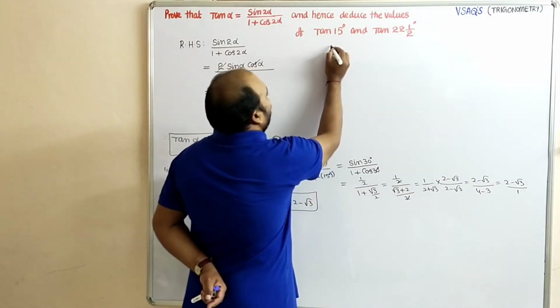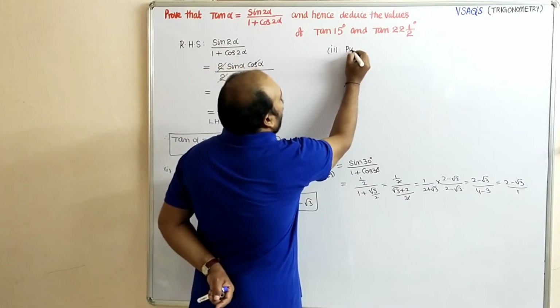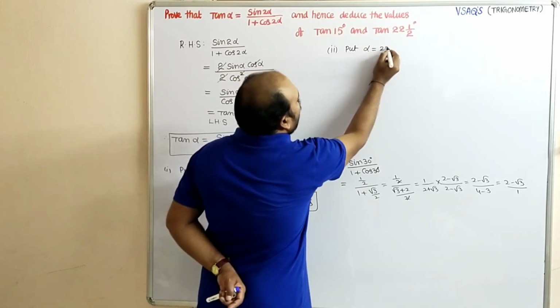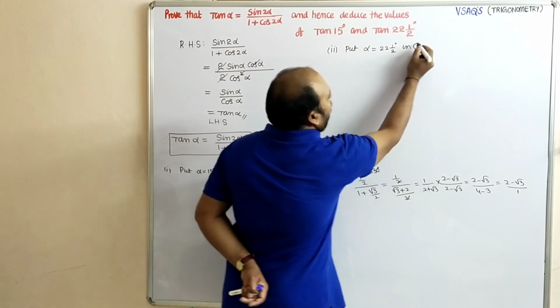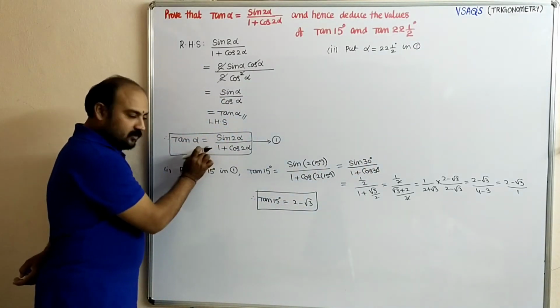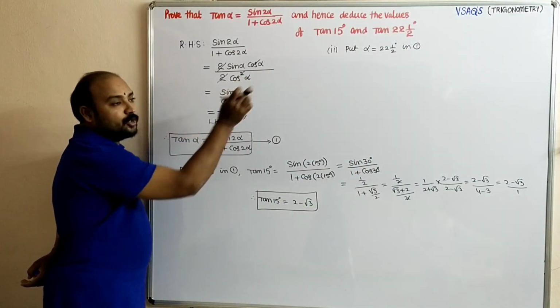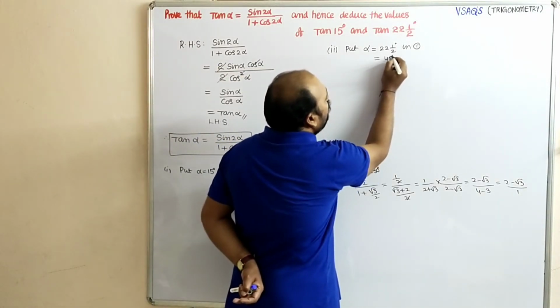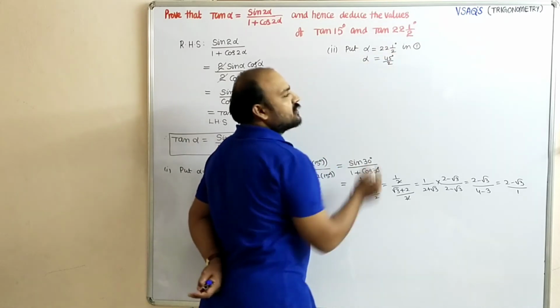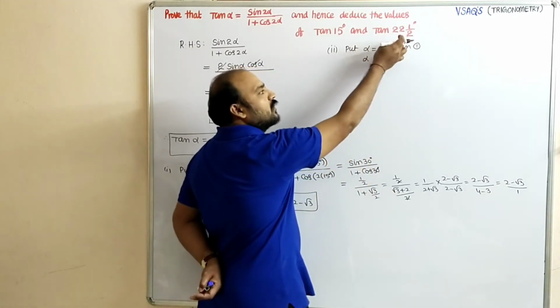The second one. Put alpha equal to 22.5 degrees in equation 1. In equation 1 means this value, this one. In place of alpha, we are writing 22.5. 22.5 means 45 degrees by 2. It is a mixed fraction: 22 into 2, 44 plus 1, is 45 by 2.